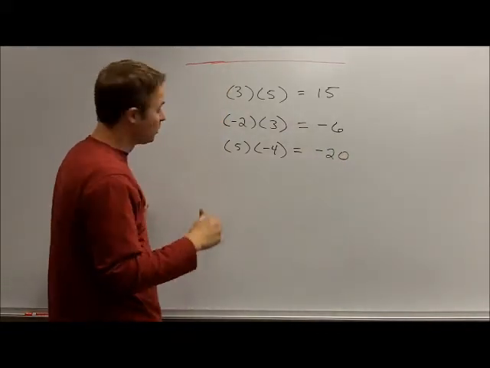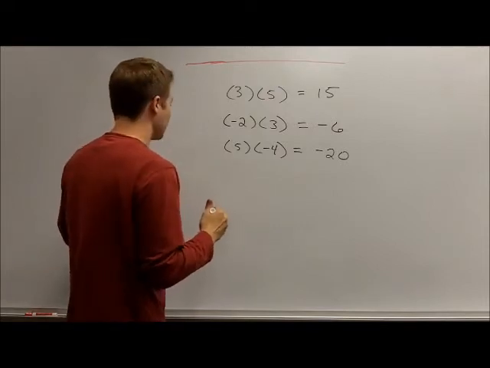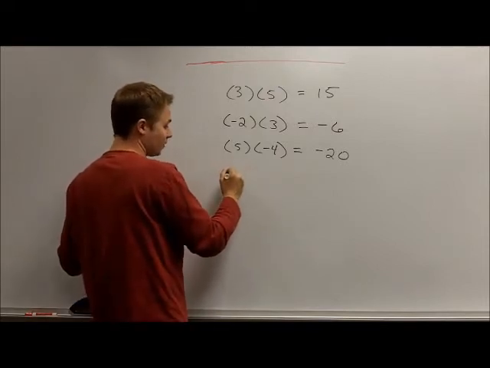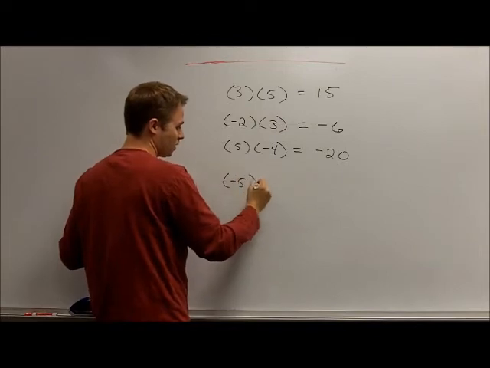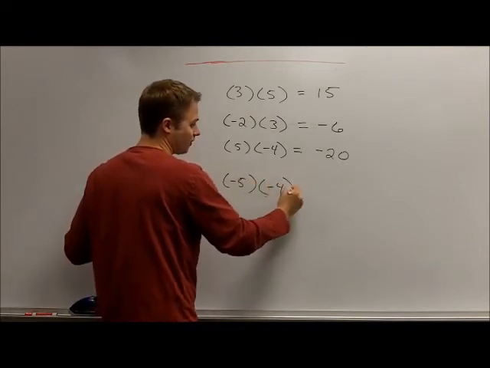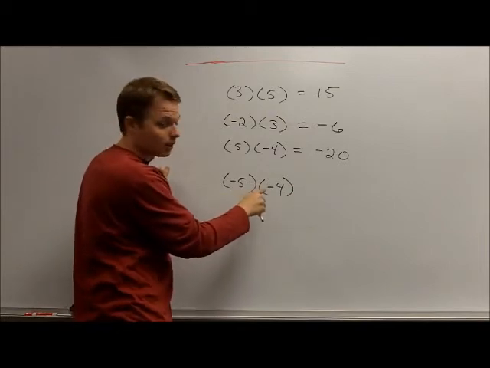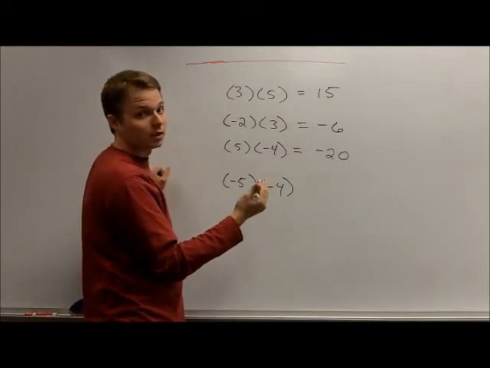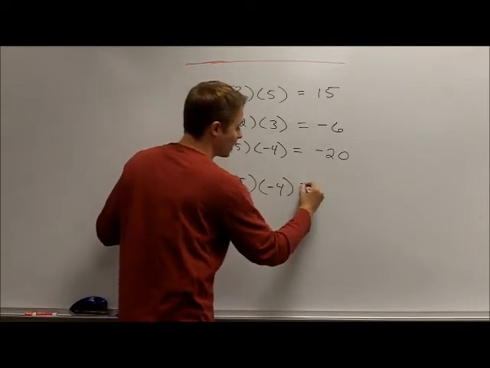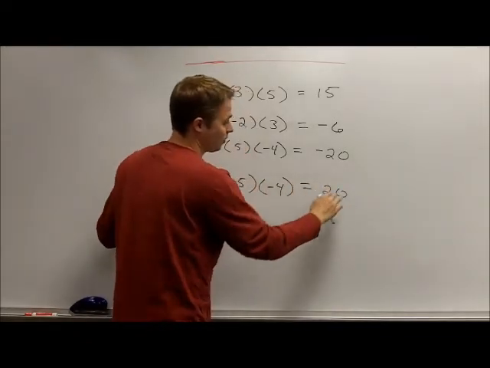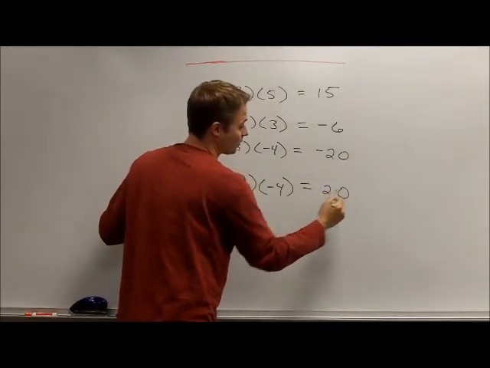It's different though if I have two negative numbers. So for example, if I made this guy a negative 5, so a negative 5 times a negative 4, anytime we multiply a negative number times another negative number, the answer will actually come out to be positive. So in this case, I'll get a positive 20 instead of a negative 20.